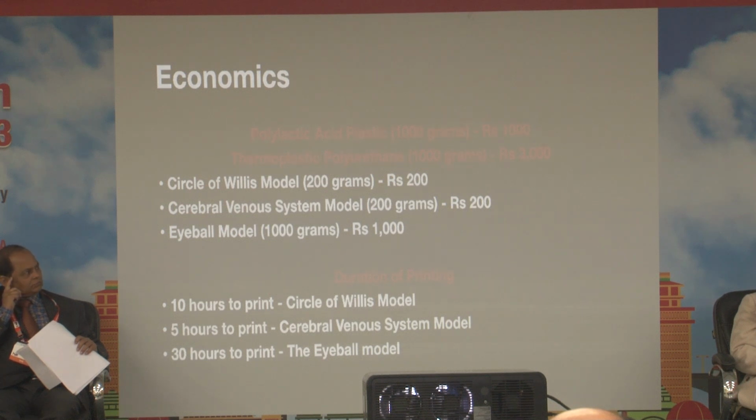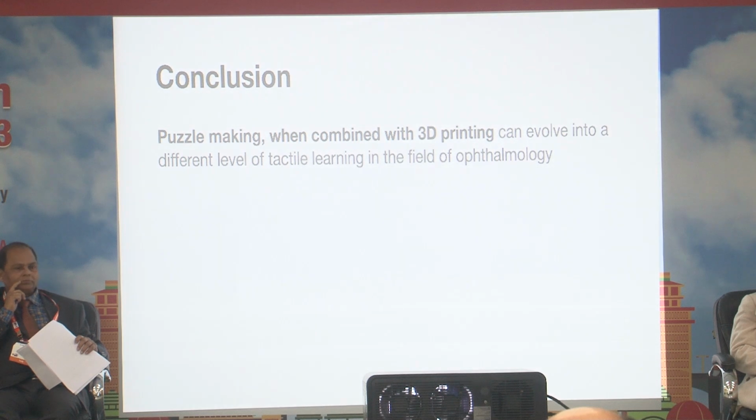This is only 200 rupees, and the eyeball costs 1000 rupees. The duration of printing: it took 10 hours to print the circle of Willis, sir, 5 hours to print the cerebral venous system, and for the eyeball, since we had many structures, it took 30 hours. So puzzle making, when combined with 3D printing, can also bring in different fields like automobile or computer science engineering, where tactile learning will be the future in neo-ophthalmic pedagogy.